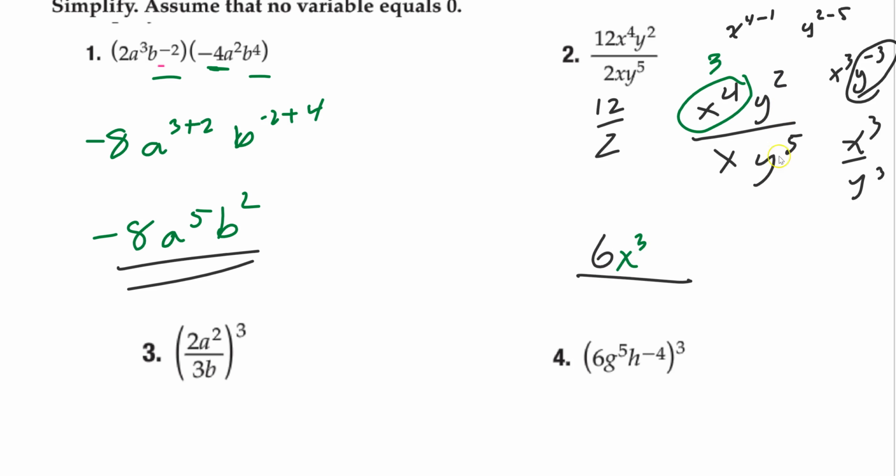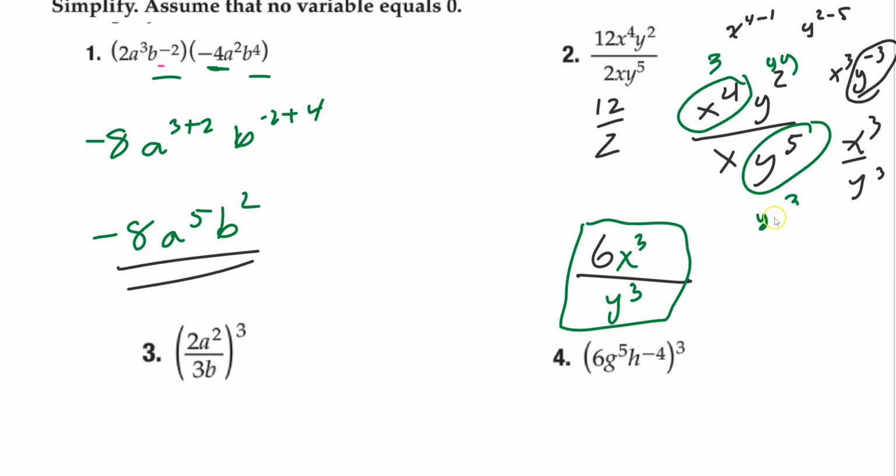Look at the y's, which one has more? The bottom has more, but how many? 3. So it'd be y cubed on the bottom. So it works either way. Again, the reason this works is you have 2 y's on top and 5 y's on the bottom, and then 2 are going to cancel out. So it's just, which one has more?